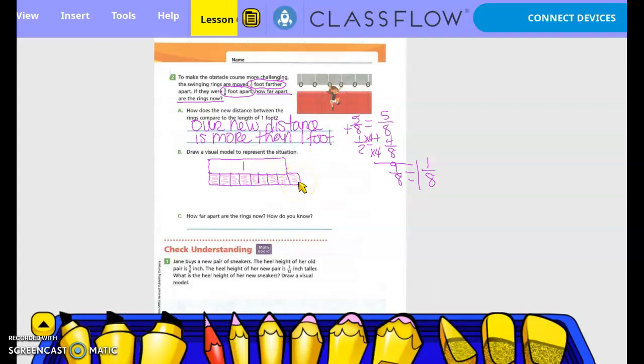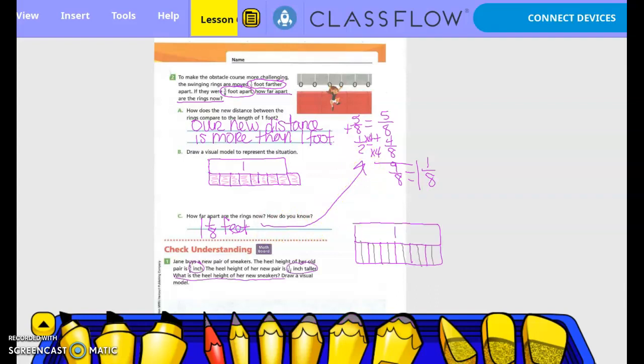So how far apart are the rings now? 1 and 1/8. Okay, so 1 and 1/8. Not foot because we're over, right? So feet. Okay, and then our how do we know? There's our work, right?